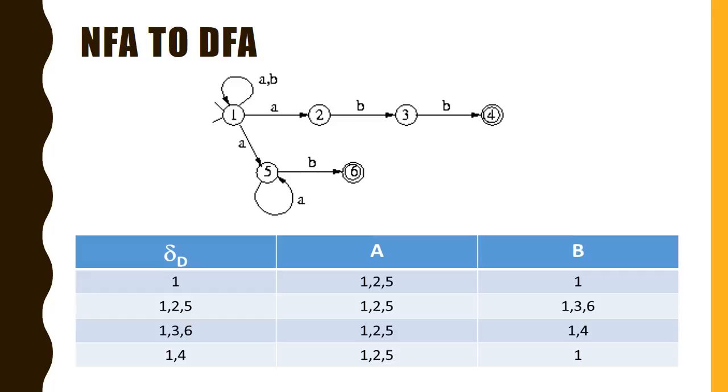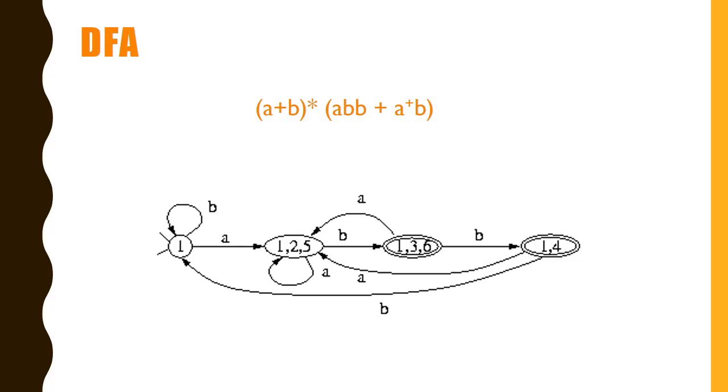And from 1, 4, if we give a, we come back to 1, 2, 5, and if we give b again to the state 1, 4, we reach back to our starting state, which is 1. So we make new states as 1, 2, 5 and 1, 3, 6 and 1, 4 according to our table. And now in the last, we just need to map the constructed table into a DFA, and our solution is complete.